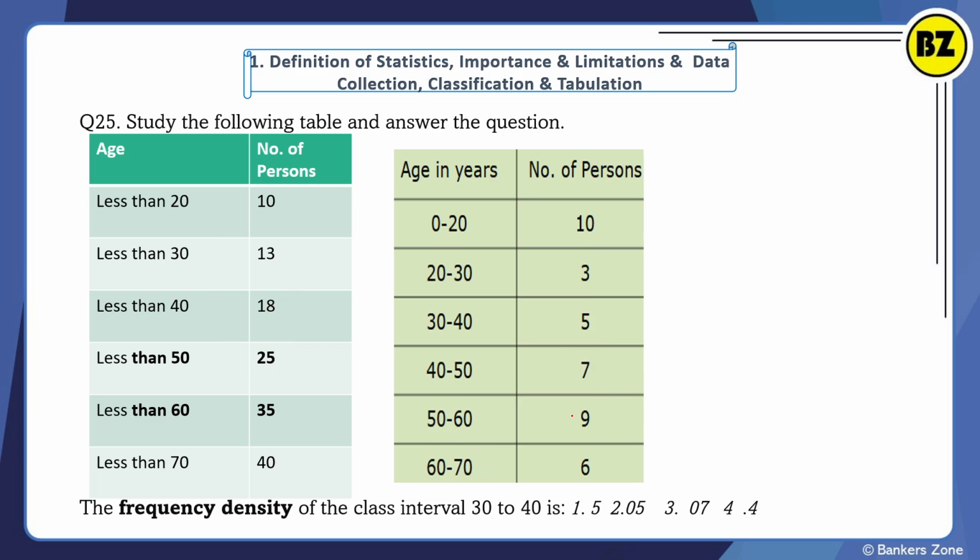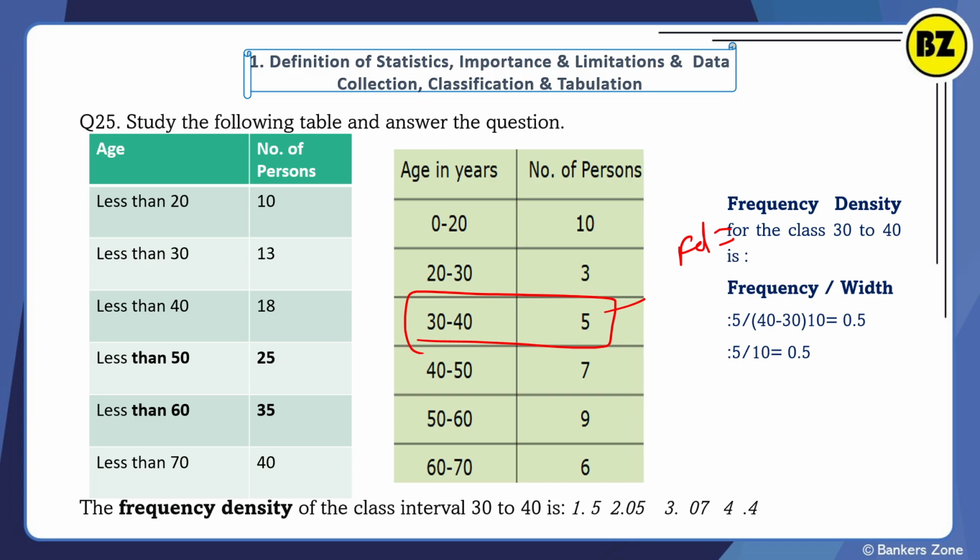Now what do we identify? We have to find the frequency density for 30 to 40. For that purpose we have to identify the frequency density. What is the frequency density? Frequency density is nothing but the frequency upon width. What is the frequency given? The frequency is 5 here for the interval 30 to 40.